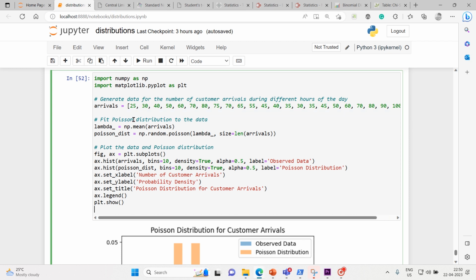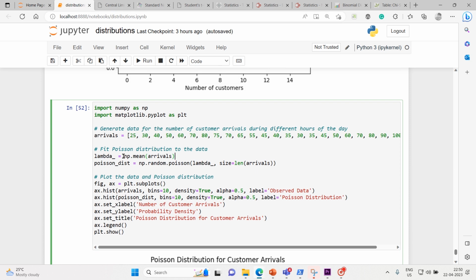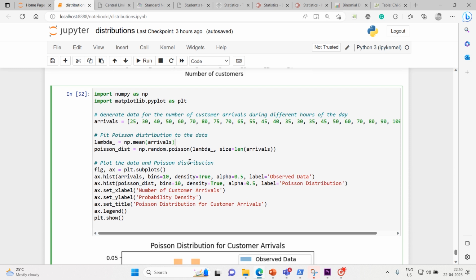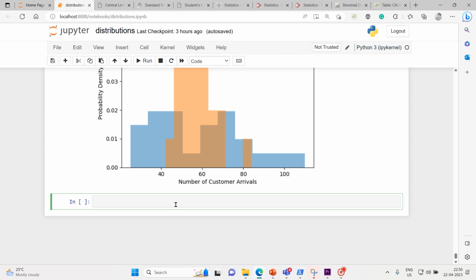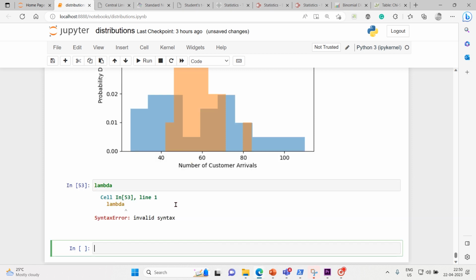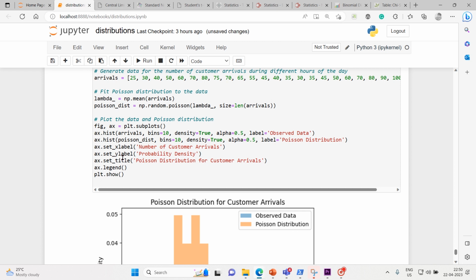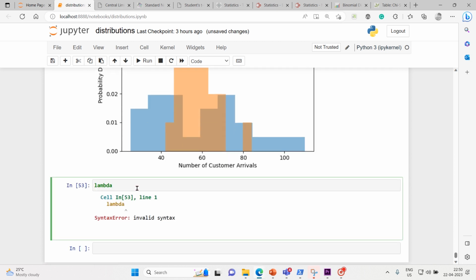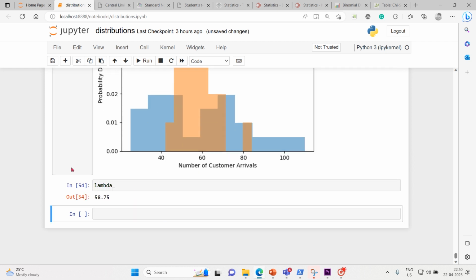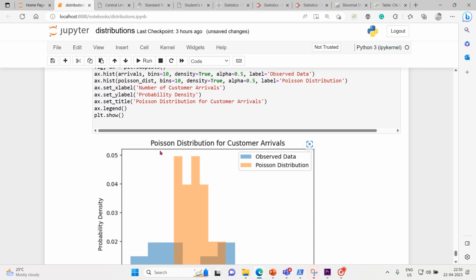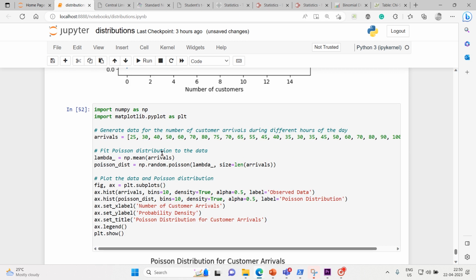So now let's fit a Poisson distribution to the data. So lambda is equal to np.mean of the arrivals. Let me show you what's the lambda for us. So lambda, it's lambda underscore, yes, it's 58.75. This is our lambda. This is the mean arrivals.